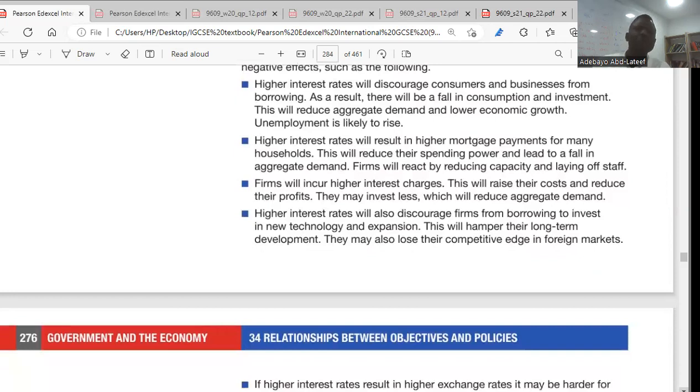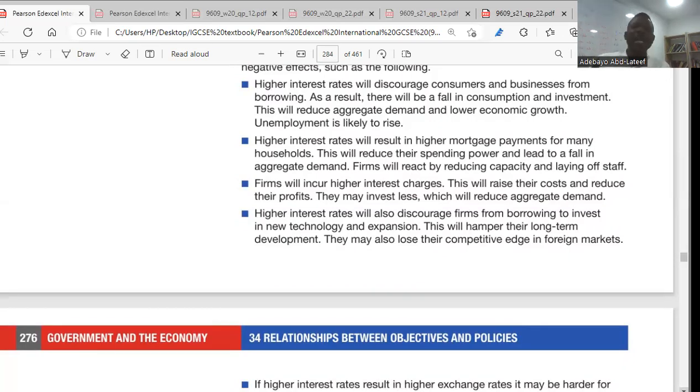So the third point, firms will incur higher interest rate charges. This will raise their costs and reduce their profit. They may invest less, which will reduce aggregate demand. So for firms that also have borrowed money from the banks, they will have to pay high interest rates. It increases their expenditures, yes or no? So because their expenditures are increasing, their net profit would fall. So as a result of that, they are going to incur more cost. Do you get it? Which means they won't be investing as they used to invest. They might want to reduce workers too.